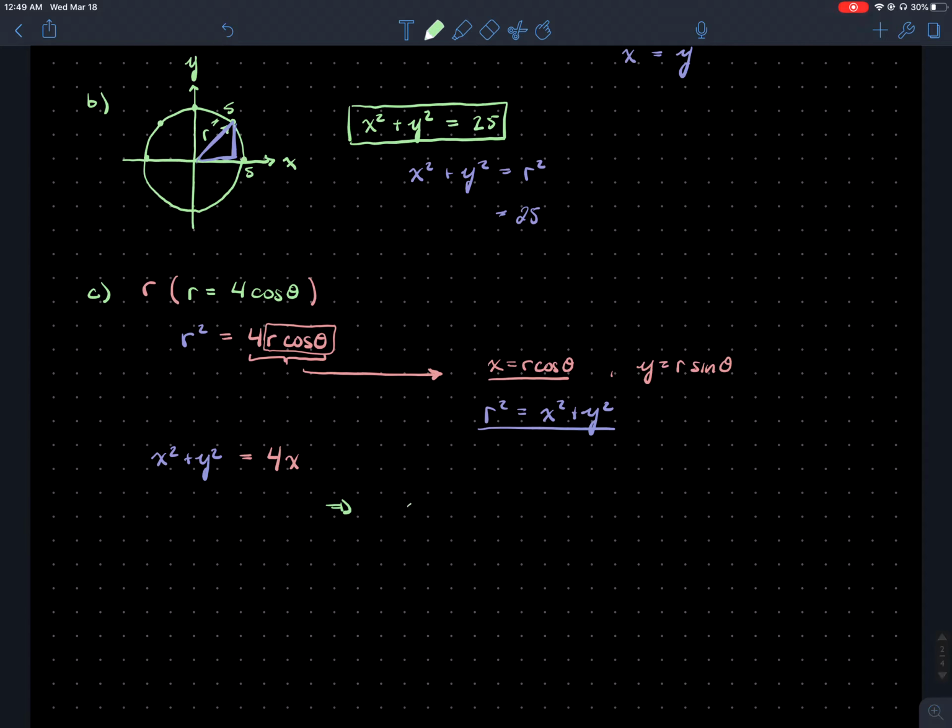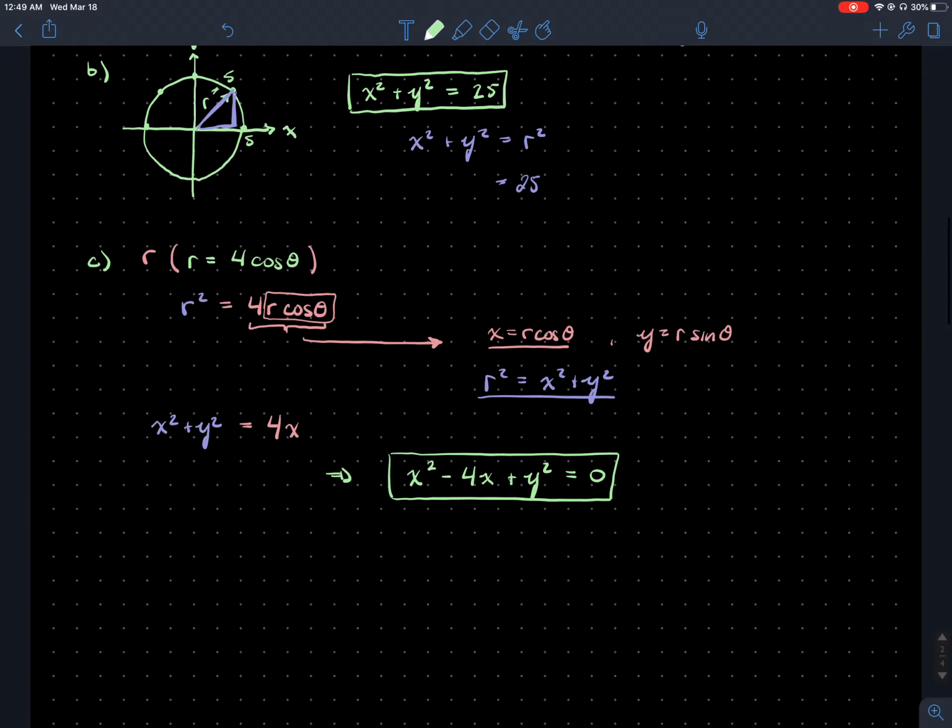Now ultimately, we can move everything over. So x squared minus 4x plus y squared is equal to 0 is just a fine equation. Now in this specific example, we could move everything over to the right and solve for y in terms of x, because that's usually what we have. We have x as our input and y as our output. And if we were to do that, we would say that y is equal to plus or minus square root of 4x minus x squared. And that's completely fine too.